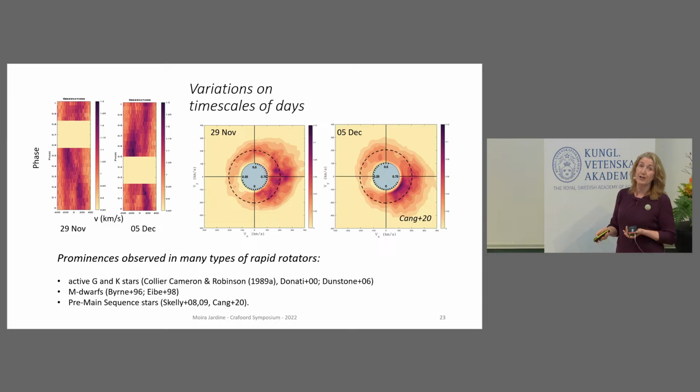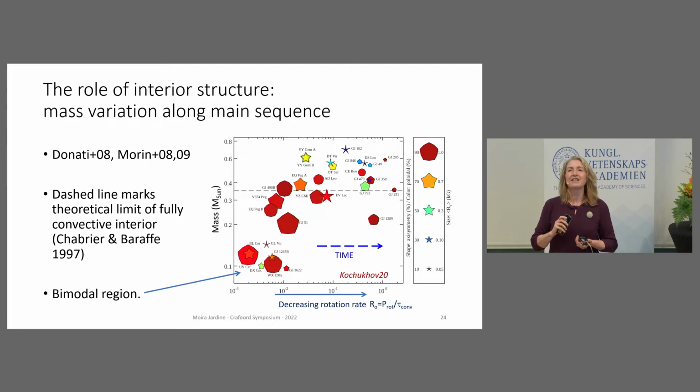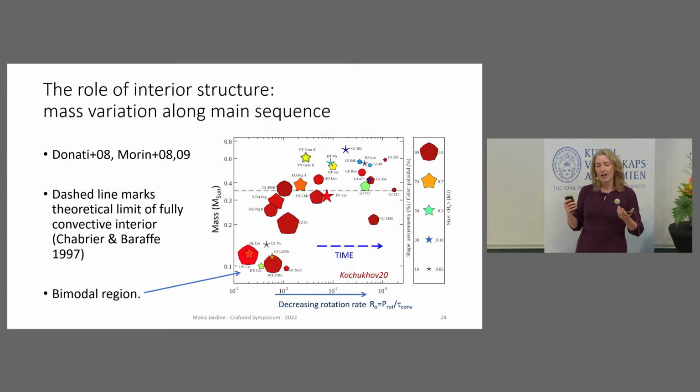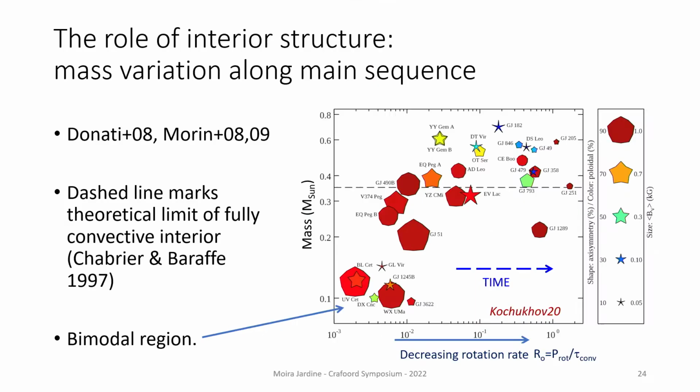So what's the second example I was going to give you of the role of interior structure? I'm showing you a different type of diagram now. It's also got a technical name. It's called the confusogram because it's a five-dimensional plot. So you have to put your five-dimensional glasses on to understand this one.